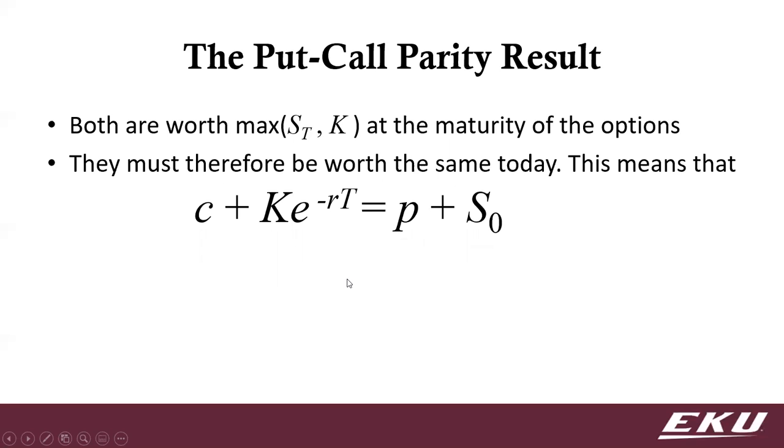that means they must be worth the same amount today. So the value of the call plus the present value of K, because you're going to discount the future strike price at the risk-free rate times T back to the current day, equals the value of the put plus the underlying stock. This result is really powerful for us because it helps us with our markets and making them complete.